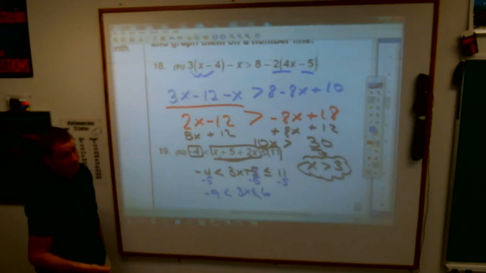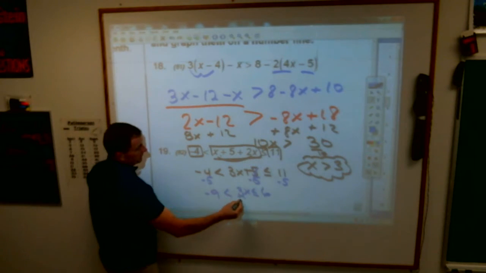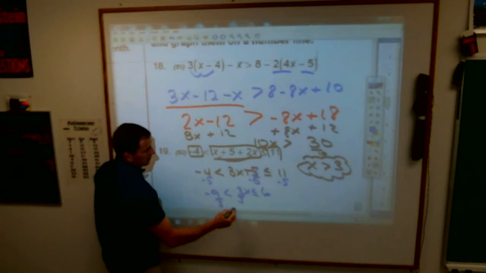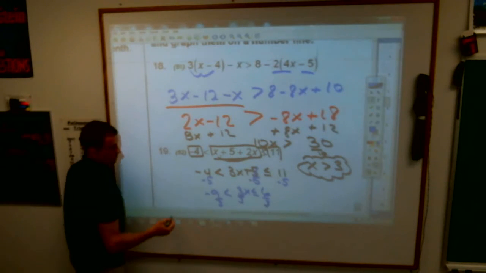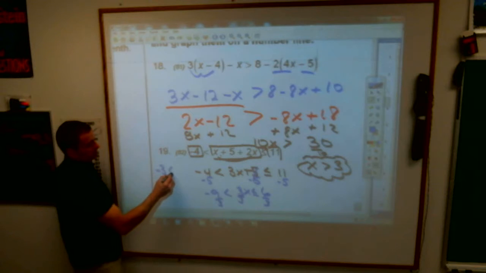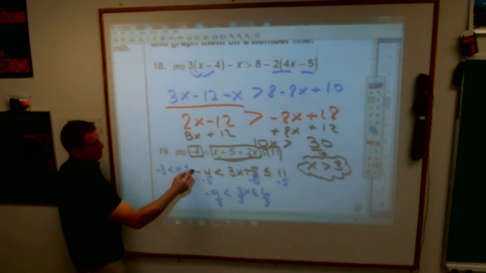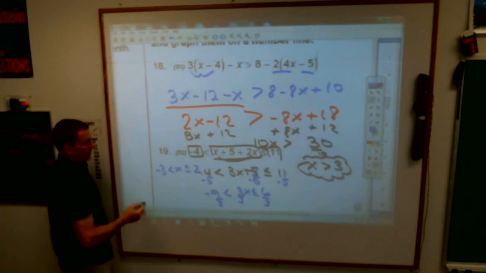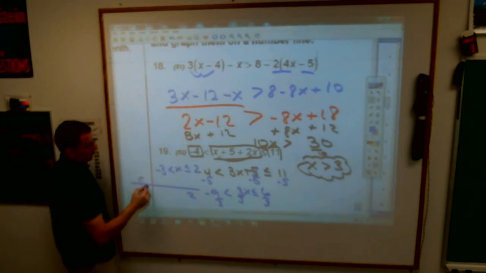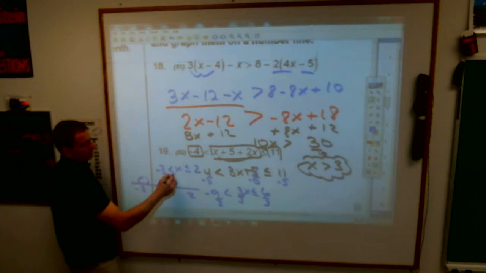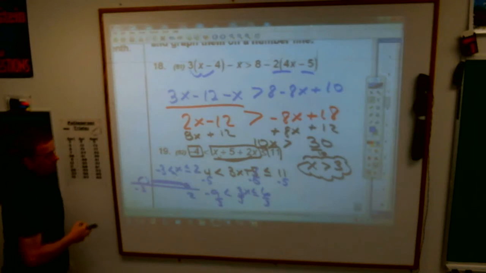And then when I divide to get the x by itself, divide by 3. Again, you have to do that to both parts. So you end up with -3 less than x, less than or equal to 2. And then when you graph it, it is from -3 to 2. Open circle because there's no equal sign. It is now. Closed circle there. Color in.